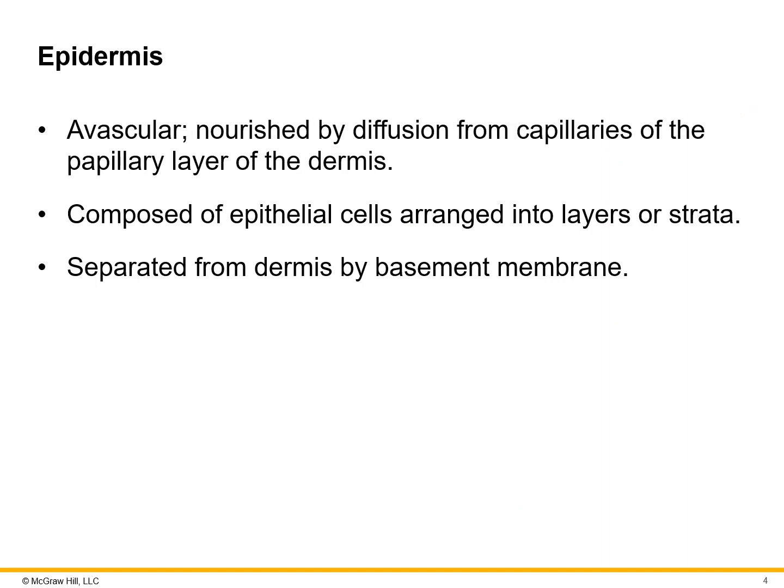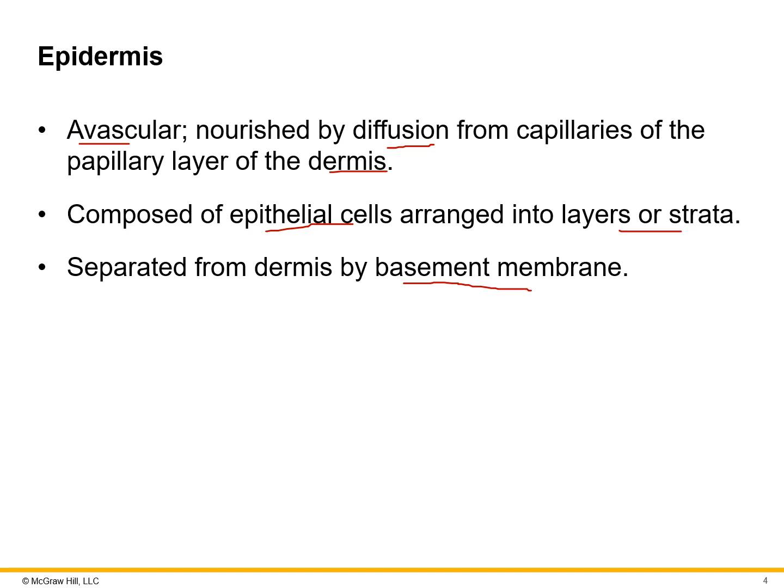So if we look at the epidermis, it is avascular, meaning there is no blood flow to it. Of course it needs nutrients for those cells. Those nutrients come from diffusion from the capillaries of the dermis. So essentially vessels come into the dermis, nutrients, oxygen, gas exchange, but all those nutrients come into the dermis through capillaries, and then by simple diffusion, they permeate out to the epidermis. This is made up of those epithelials. Again, it is stratified, so they're in layers, and then it's separated from the dermis by that basement membrane.